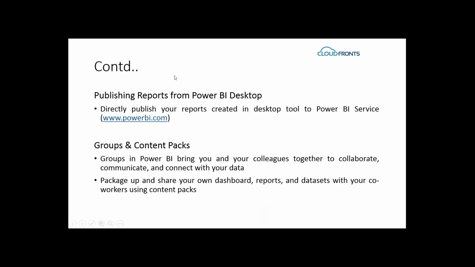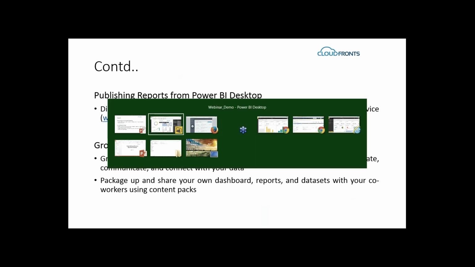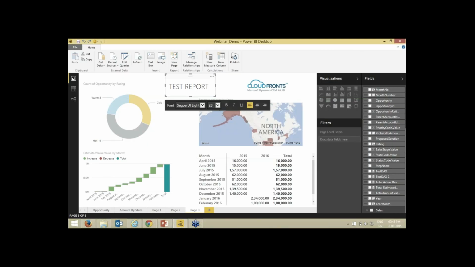So now we'll see publishing a report from Power BI Desktop. Here you directly publish your report created in the desktop tool to the Power BI service, that is www.powerbi.com. How can we do that? That I will show you. Earlier, whenever you wanted to publish a report, you needed to log in to powerbi.com and publish from there. But now you can directly publish from this Power BI Desktop tool. There is one button, Publish. You can click over here.